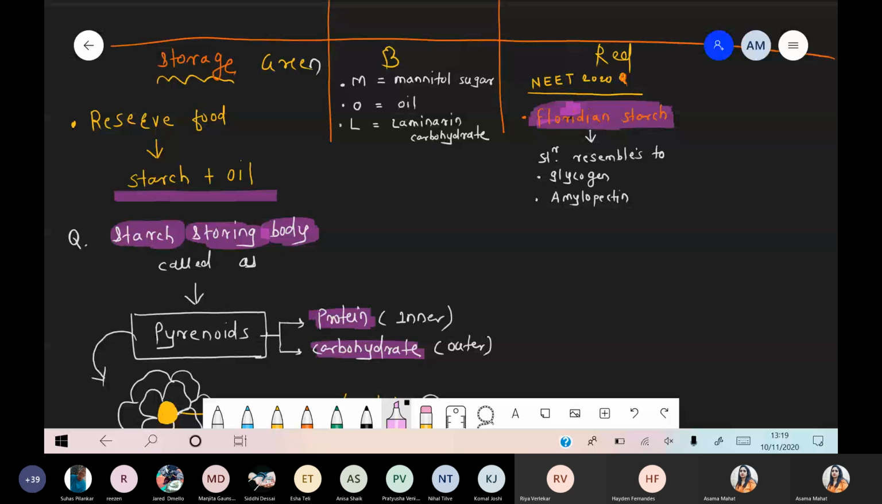Now we are talking about the next part. Straightforward question: pyrenoid, Floridian starch, and the other one that is pyrenoid, which is a reserved food material. Next part we are talking about reproduction, and this is the last part with respect to differentiation.